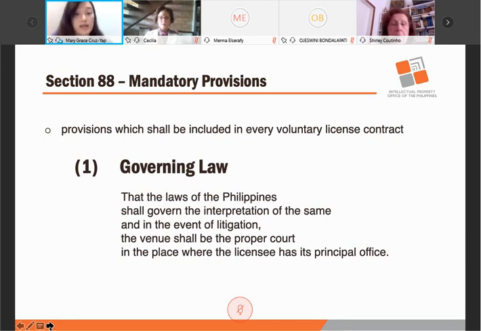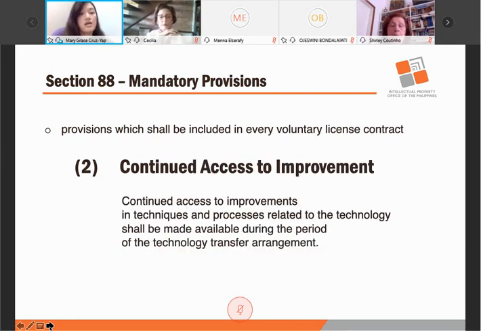Section 88 discusses mandatory provisions. As I mentioned earlier, these are the ones that must be there. So Section 88: if the other party to your TTA is from the Philippines, then the governing law must be stated in the TTA as that of the Philippines.